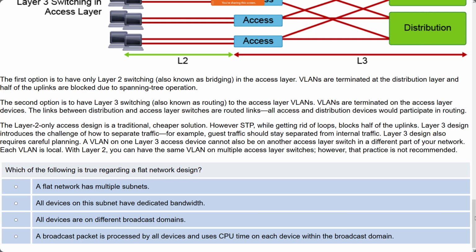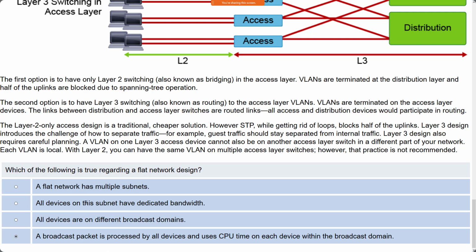All right. So which of the following is true regarding a flat network design? A flat network has multiple subnets. All devices in the subnet have dedicated bandwidth. All devices are in a different broadcast domain. A broadcast packet is processed by all the devices and uses CPU time on each device in the broadcast domain. It would be the last option, wouldn't it?